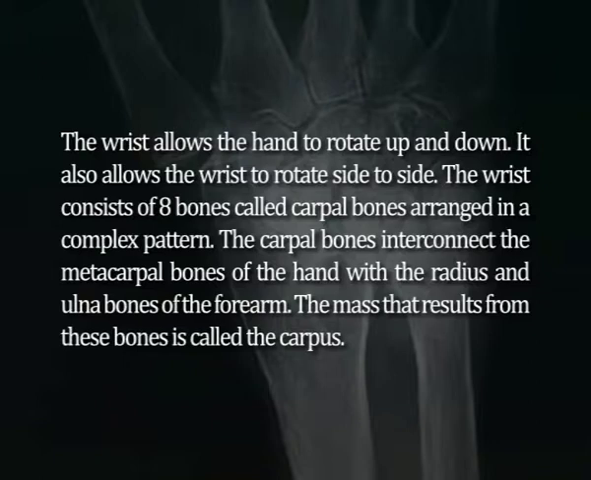The wrist consists of 8 bones called carpal bones arranged in a complex pattern. The carpal bones interconnect the metacarpal bones of the hand with the radius and ulna bones of the forearm. The mass that results from these bones is called the carpus. The carpus is rounded on its proximal end, where it articulates with the ulna and radius at the wrist.